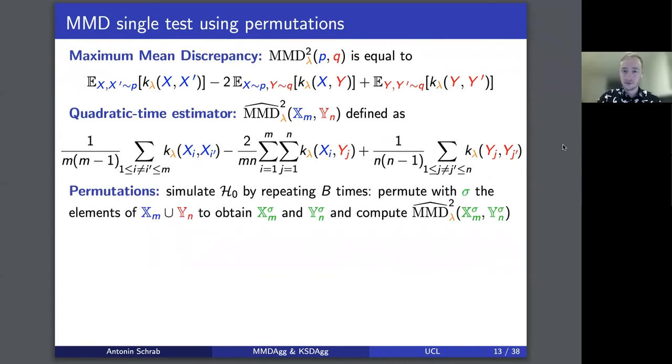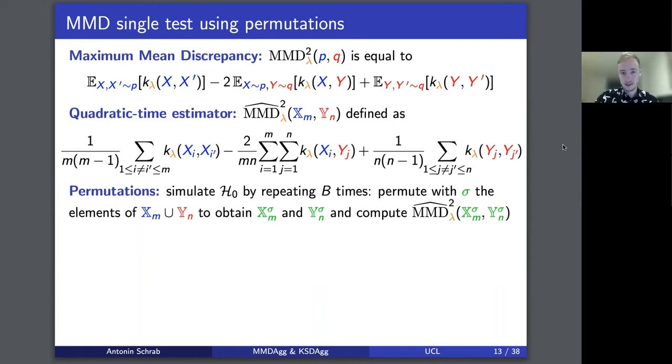So then we need to construct a quantile. To do this, we need to simulate the null hypothesis. And we can do this by repeating B times the following process. We generate some permutation sigma. We permute the elements of the pooled sample, so of X_m union Y_n. Essentially, we just shuffle them and split them in two groups. We obtain our X_m sigma and Y_n sigma. Those are our permuted samples. And then we compute the MMD with the permuted sample.